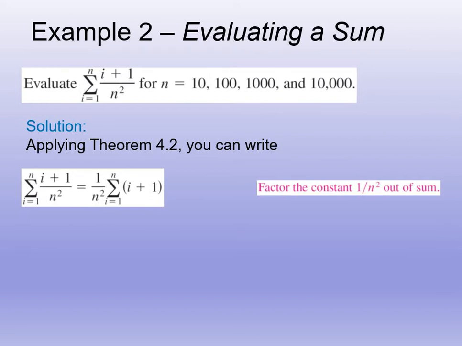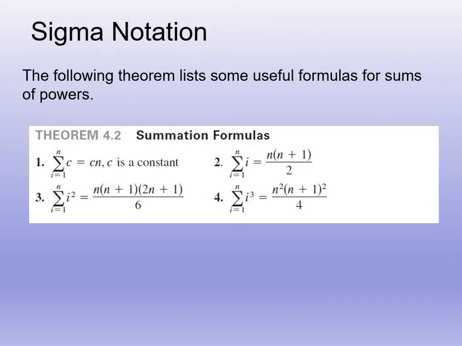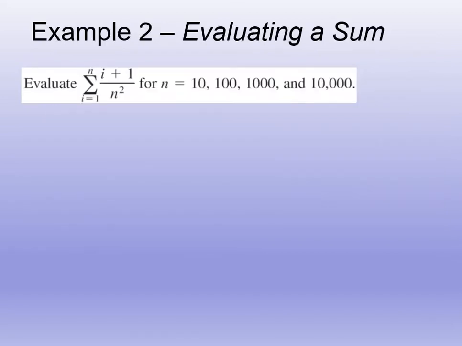So we're going to factor out the 1 over n squared, and we're going to be left with the term i plus 1. We're still going to have the sigma in here, but we're going to factor out 1 over n squared. And then we're going to rewrite that as two separate summations. So it's going to be 1 over n squared, multiplied by the sum from i equals 1 to n of i plus the sum from i equals 1 to n of 1. And then we're going to use our theorem 4.2 right here, and replace those i's with n's.